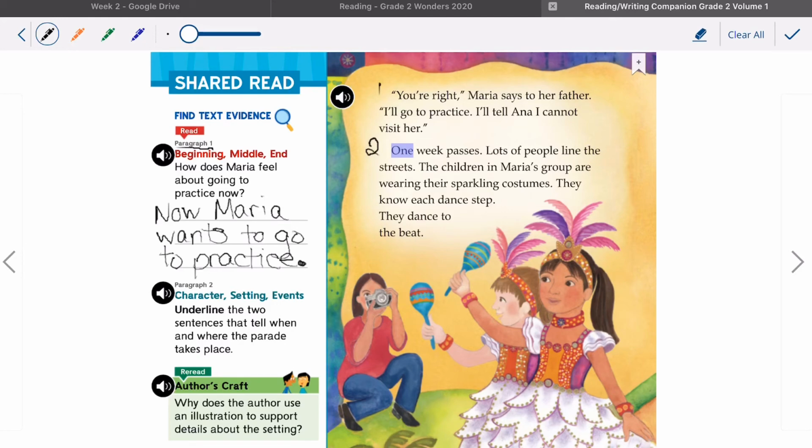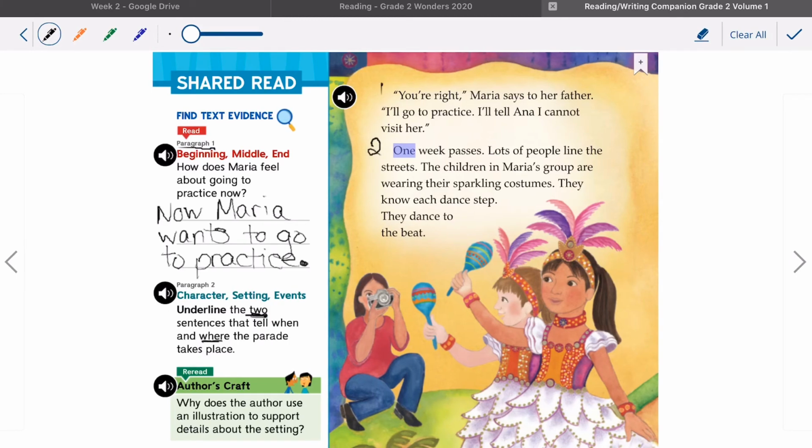All right, we are going to underline 2 sentences that tell when the parade takes place and where the parade takes place. So 2 sentences, when and where. 1 week passes. Lots of people line the streets. The children in Maria's group are wearing their sparkling costumes. They know each dance step. They dance to the beat. Okay, so we need a when word, a time word. That's right. It happens 1 week later, where 1 week passes.